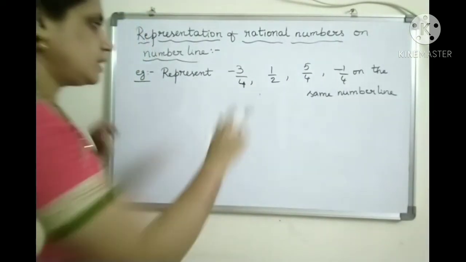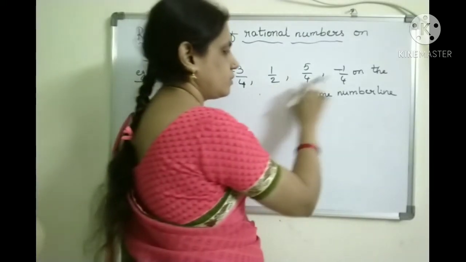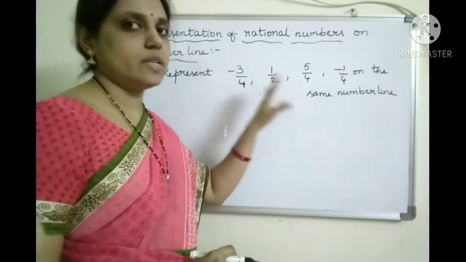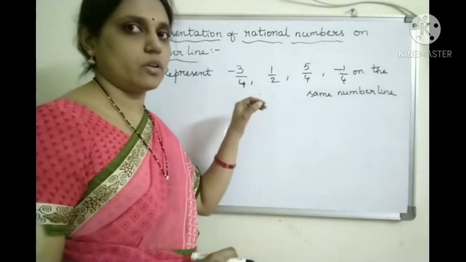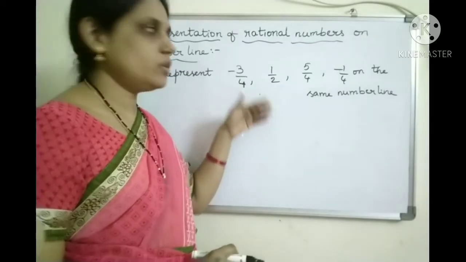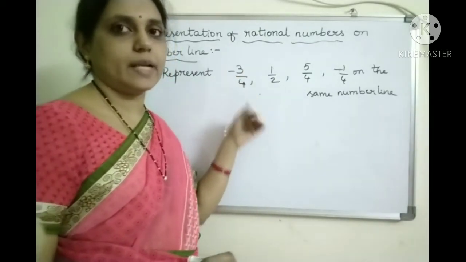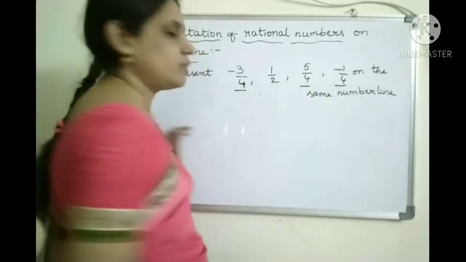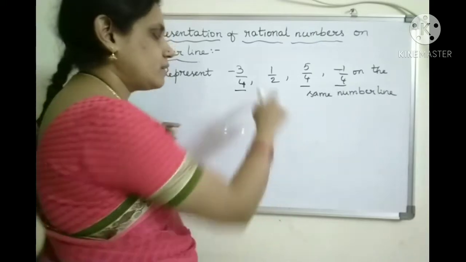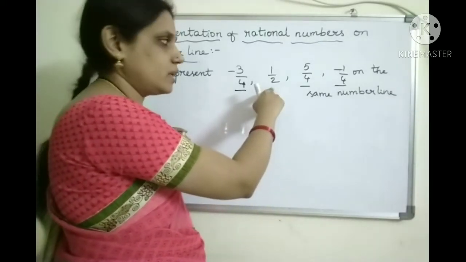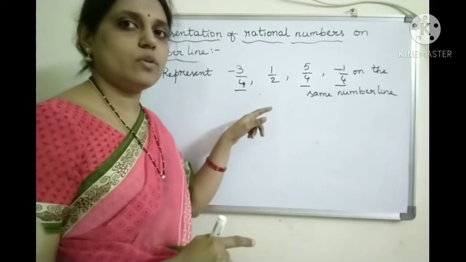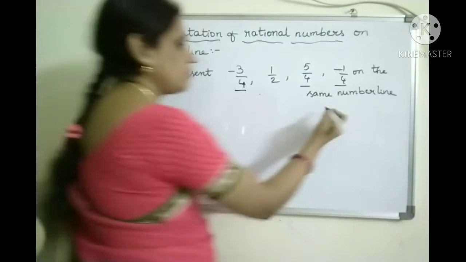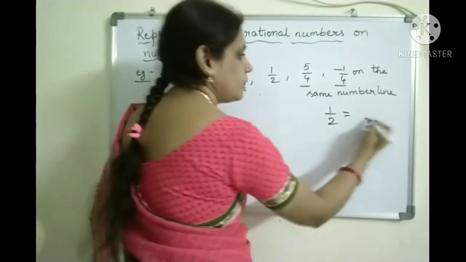One more example: represent minus 3 by 4, 1 by 2, 5 by 4, minus 1 by 4 on the same number line. If it is given like that, first observe the rational numbers. Do they have the same denominator or not? If they do not have the same denominator, then you have to make the denominators equal by writing equivalent rational numbers. Here minus 3 by 4, 5 by 4, minus 1 by 4 have the same denominator 4, but 1 by 2 has a different denominator. So if we convert only this one to denominator 4, then we can represent all these rational numbers on the same number line. So 1 by 2, how can we write with the denominator 4?